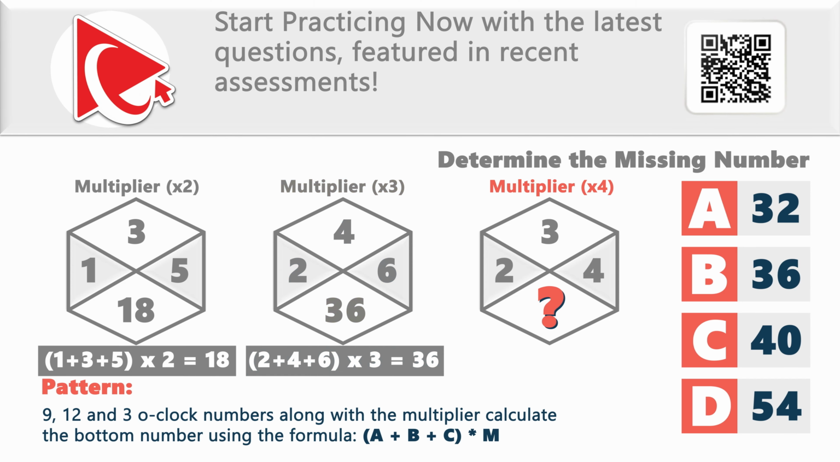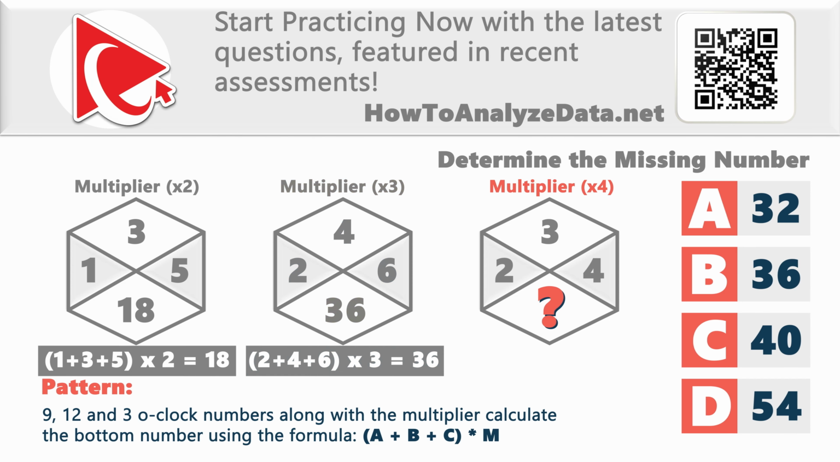And now is the magic time. Let's go ahead and calculate the missing number. 2 plus 3 plus 4 multiplied by 4 equals 36. So the correct answer here is choice B, 36.